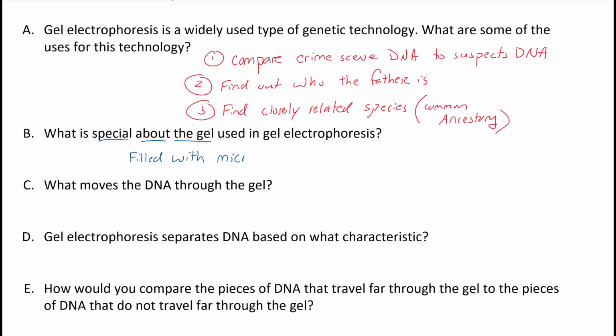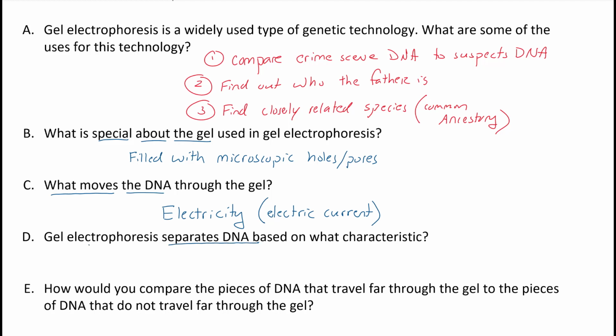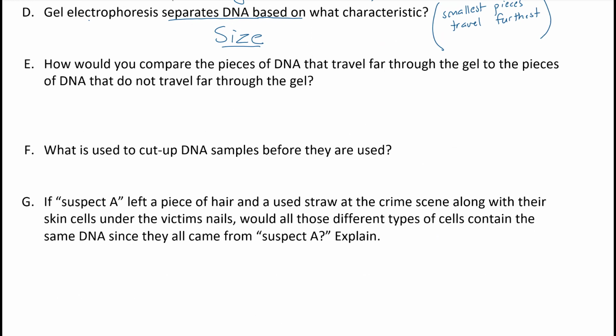What's special about the gel? It's filled with microscopic holes or pores so the DNA is able to snake its way through. Electricity is the main vehicle or motor behind moving DNA. DNA is separated based on its size. Really tiny pieces go super far. Very large pieces stay very close to the wells. It doesn't travel much through the gel because it's so big it can't fit through those holes.